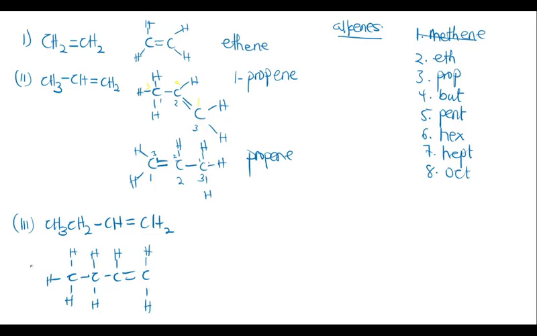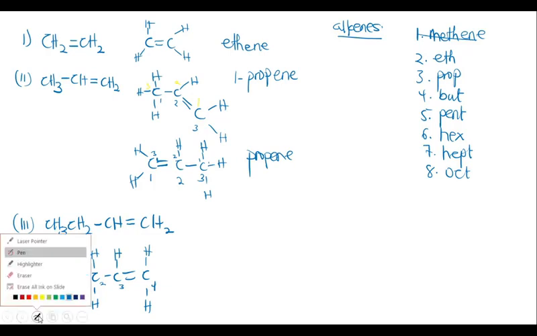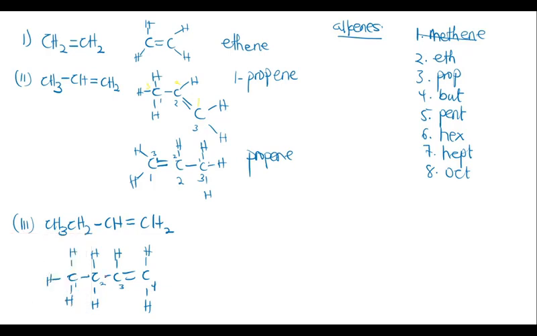Alright, so we can see that we have 1 2 3 4, 1 2 3 4. We have 4 carbon atoms over here. Let me use another color. If we are counting in this direction, you have 1 2 3 4. So in both cases we have 4 carbon atoms, which means we are using but. So it means our parent name for this compound is butane.